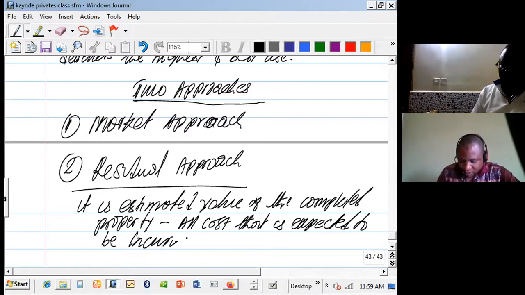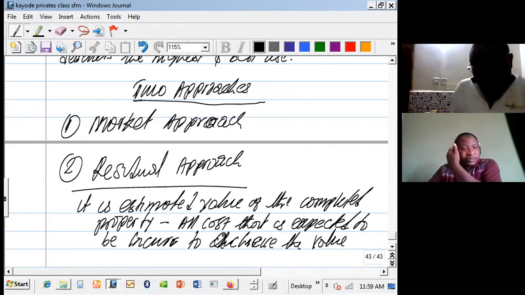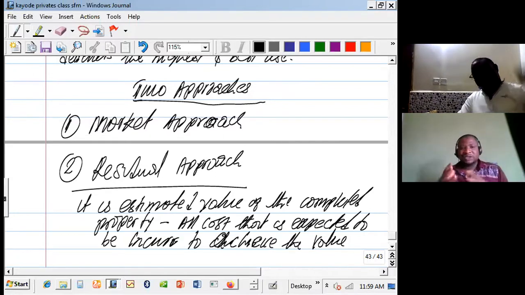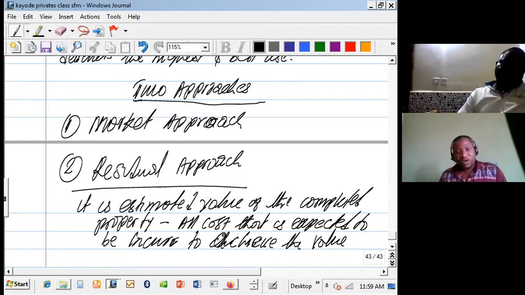To be incurred to achieve the value. Are we together? So that is residual. It's just the total estimated value to complete the asset, the new property, and then you now less the expected cost, all costs incurred, or is expected to be incurred since the property may have not been developed. If it has been developed, then all costs that are incurred, you less them. Whatever you have as the difference is what we call the residual approach.